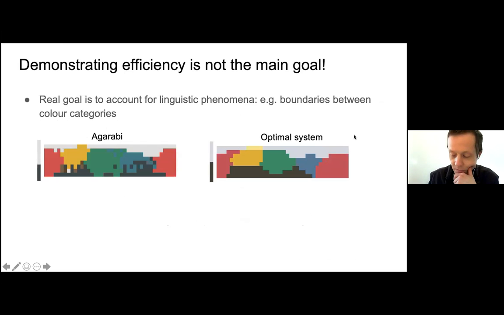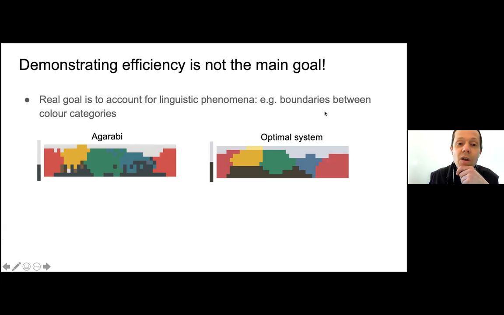Okay, so I suppose the first thing to say about the "isn't it obvious" point is that, in my mind, it's not obvious. And the second thing to say is that the real goal, I think, is not to say yes or no, this given aspect of language is efficient or it's not efficient. The real goal is to explain the linguistic phenomena that all of us are interested in.